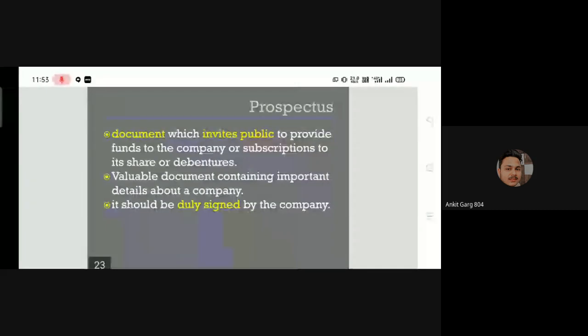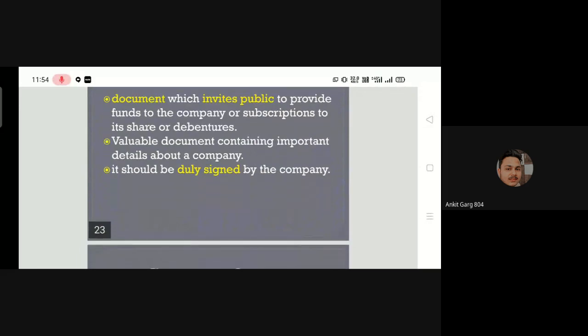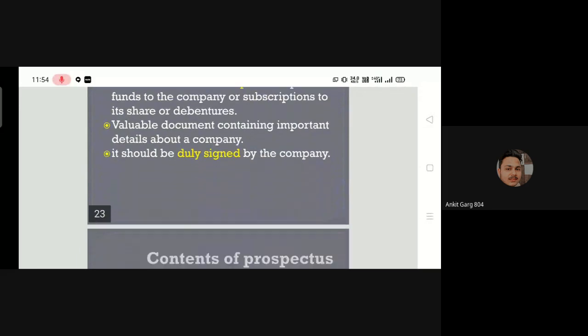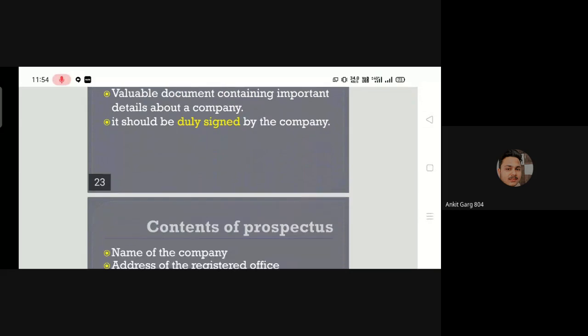The prospectus contains all the details regarding the company, its board of directors, everything that we need to know if we want to invest in that company. Everything is written in the prospectus. It is a very valuable document containing all the important details of a company, as I have already said. It should be duly signed by the company. Yes, it is very important that the prospectus is duly signed by the company.